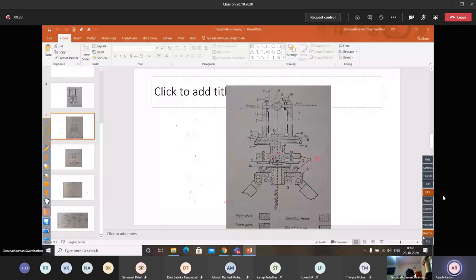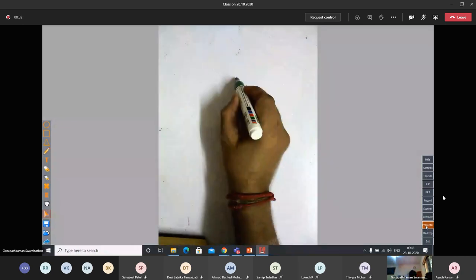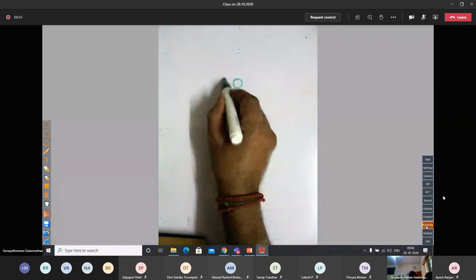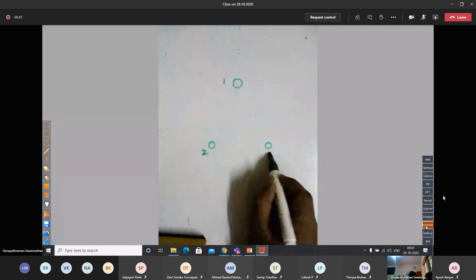Three, sir. Three foot screws are there, no? Normally in the plan you can see that you will have one foot screw, another foot screw, and the third foot screw, like that. So three foot screws are there. Suppose I name them 1, 2, and 3.